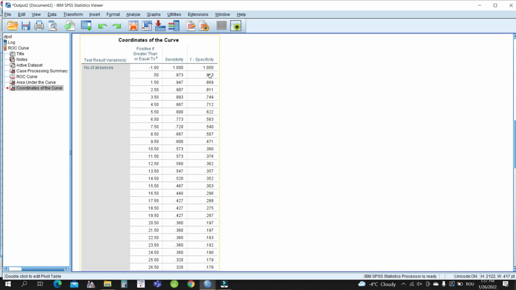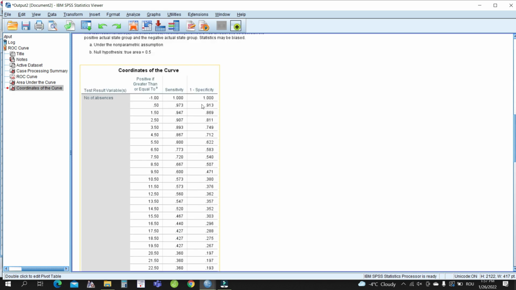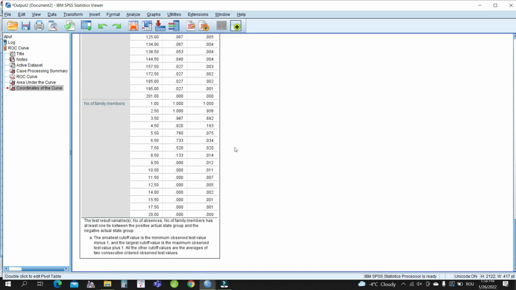Remember that the optimal value is the value which generates the highest accuracy, or the highest sum of sensitivity and specificity. So first, we have to subtract each value from the last column from the value of 1, sum it up with the sensitivity, and find the cutoff value that generates that accuracy. I will perform the computation for the number of family members, and you will perform the computation at home for the number of absences.